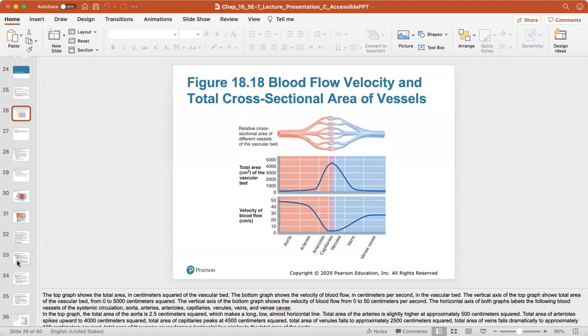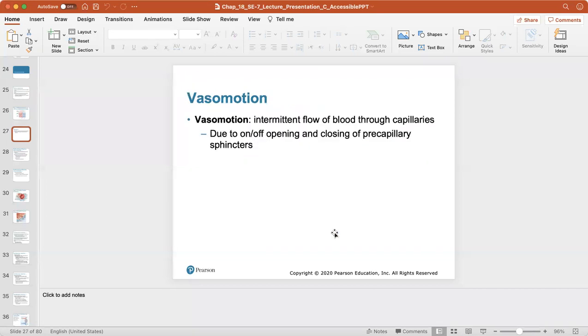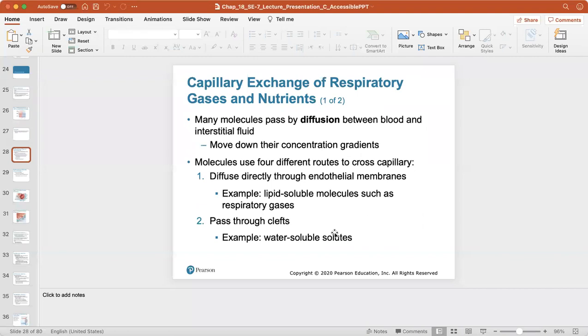So this is just a look at how blood flow velocity changes as it travels through your vessels. Velocity of blood flow is highest in the aorta, then it decreases, and is lowest in the capillaries, and then increases a little bit more as it travels back to the heart. Vasomotion is the intermittent flow of blood through your capillaries, and this is due to the on and off opening and closing of precapillary sphincters.